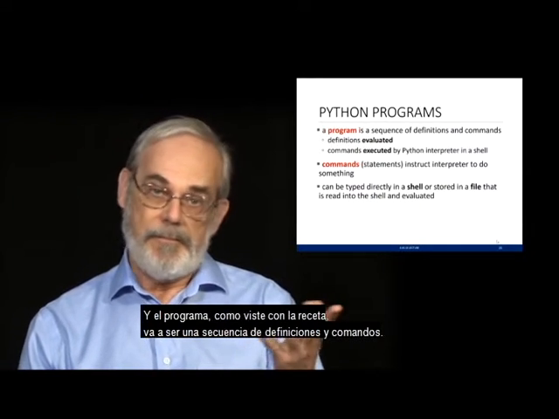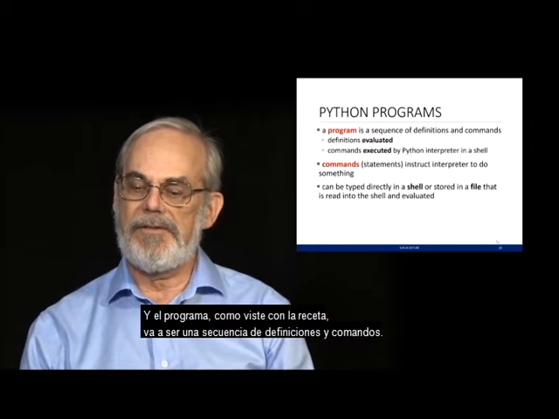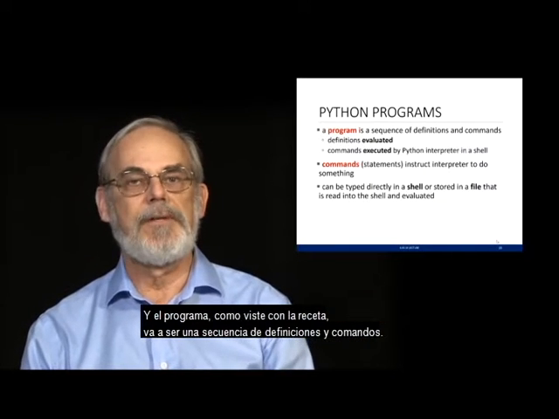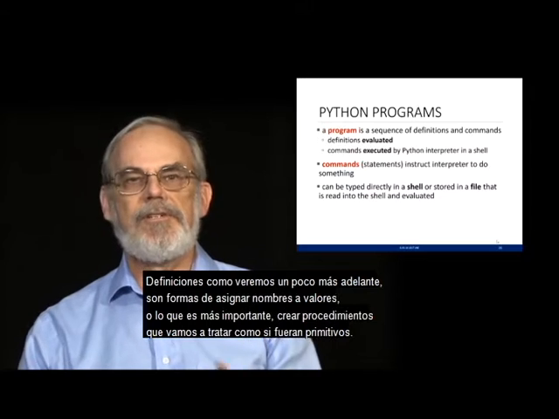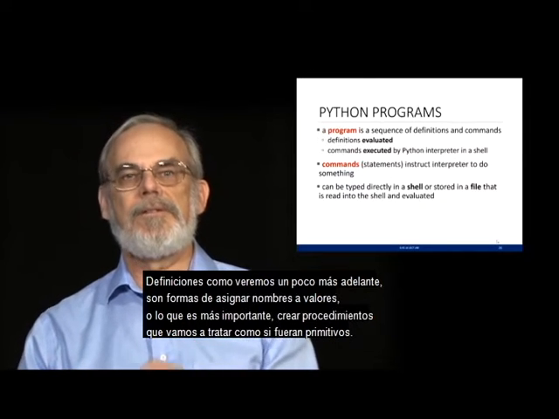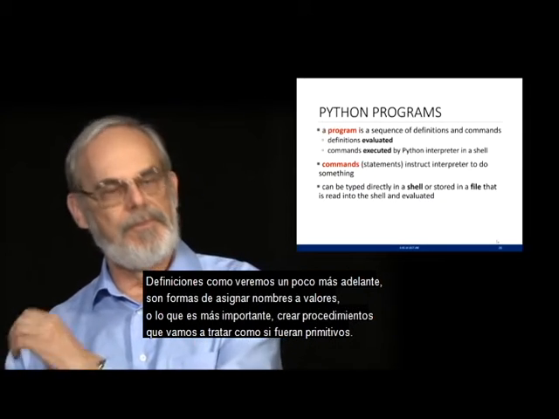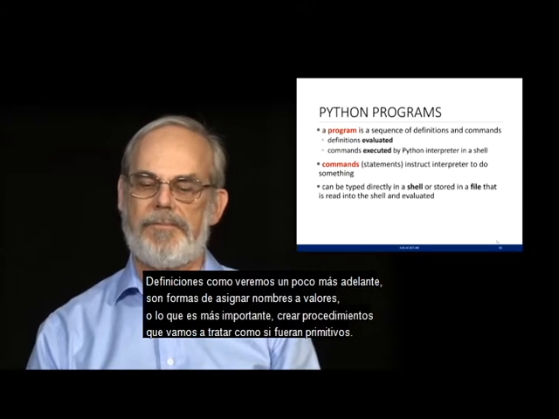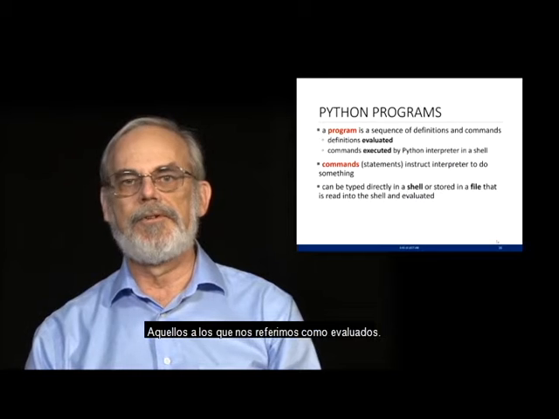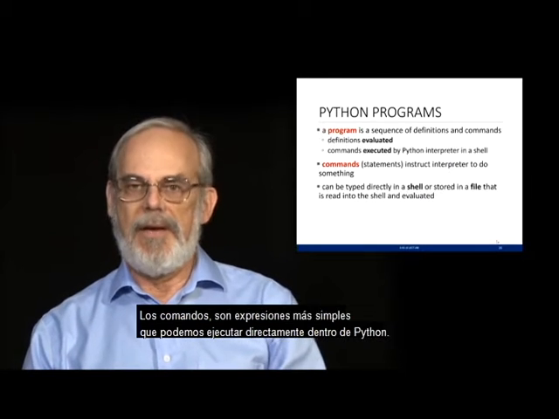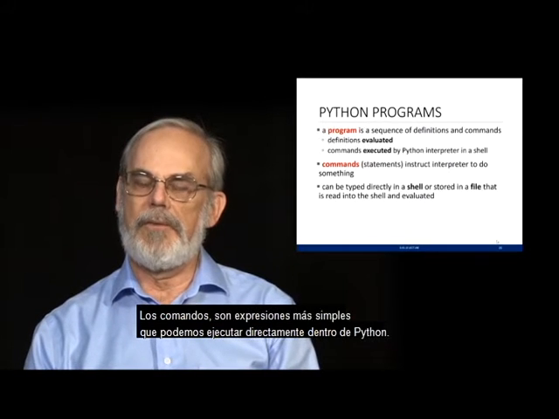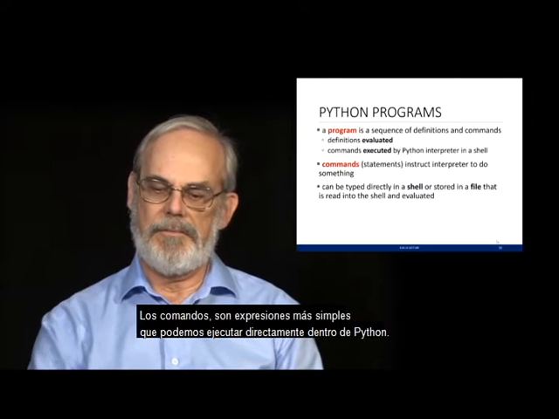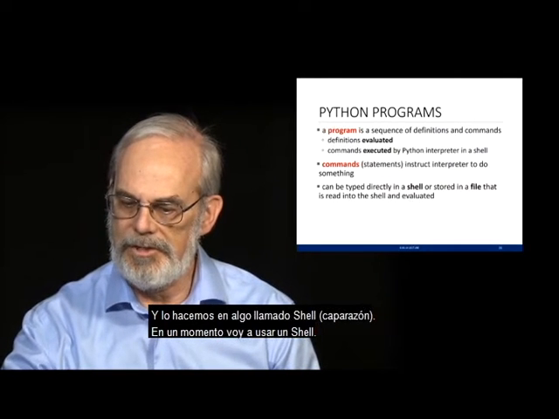And a program, just as we saw with the recipe, is going to be a sequence of definitions and commands. Definitions, as we'll see a little bit later on, are ways of either assigning names to values or, more importantly, creating procedures that we're going to treat as if they're primitives. Those we refer to as being evaluated. Commands are simpler expressions that we can execute directly within Python. And we do that in something called a shell.